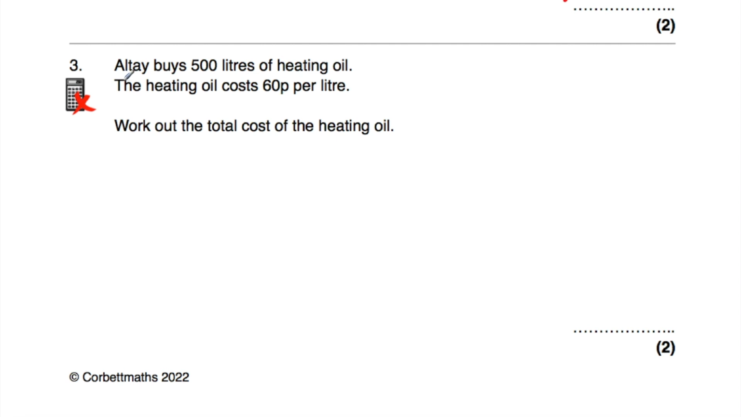Question number 3 says, Ultai buys 500 litres of heating oil and the heating oil costs 60p per litre. Work out the total cost of the heating oil. Now this is a non-calculator question and we need to work out 500 times 60 because each litre costs 60p. So we're going to do 500 lots of 60p, so 500 multiplied by 60p.